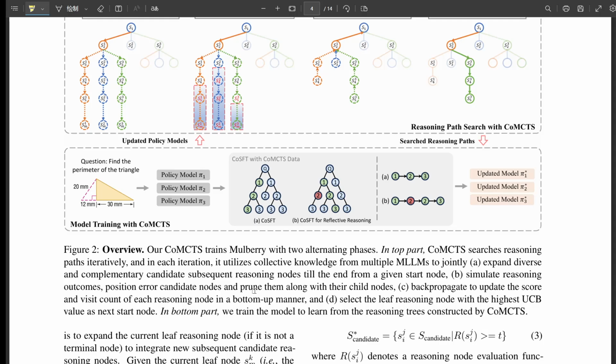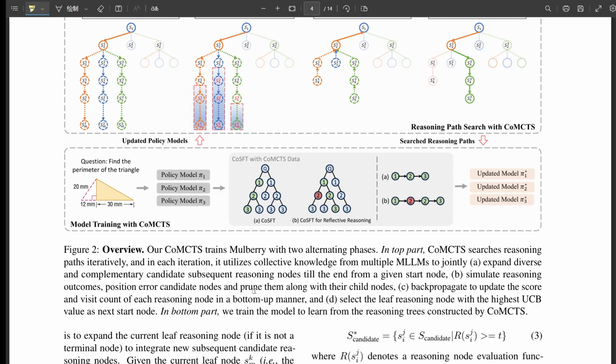This joint simulation and error positioning actually allows them to skip steps. So it saves time and computing power. Exactly. It's remarkable how they optimize the search process. They don't have to go through every single step. They can identify the last correct step in a branch and just continue searching from there. So it makes the process much faster.